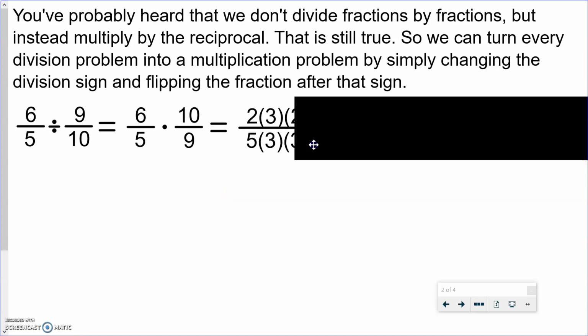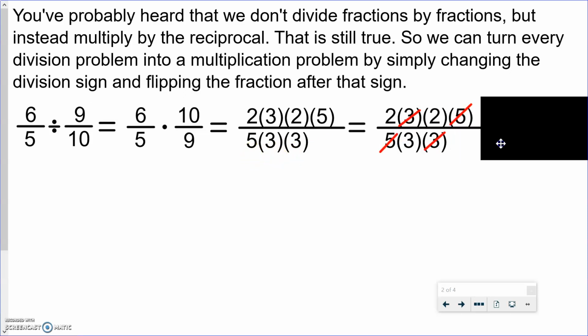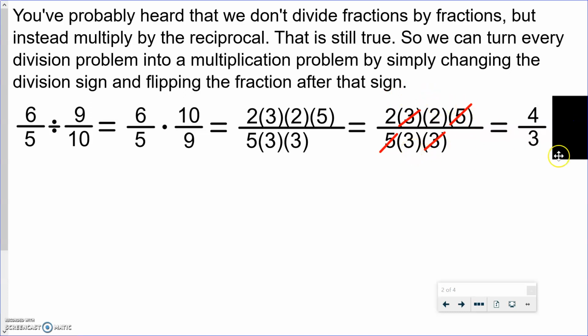So 6 is 2 times 3, 10 is 2 times 5, 5 stays 5 as it is prime, 9 is 3 and 3. Cross out the same things on top and bottom, so 3 crosses out 3, 5 crosses out 5. What's left on top is a 2 and 2, which multiplies together to get 4. The last thing on bottom is 3, so that's the answer, 4 over 3.